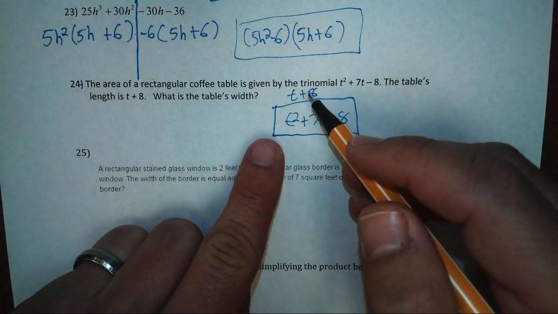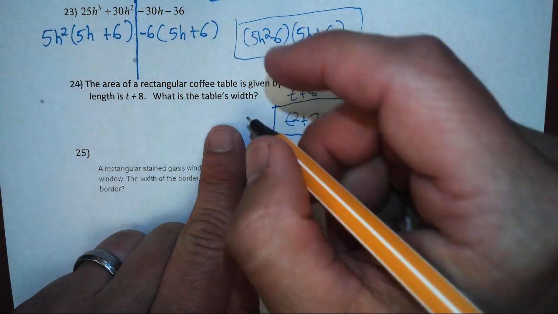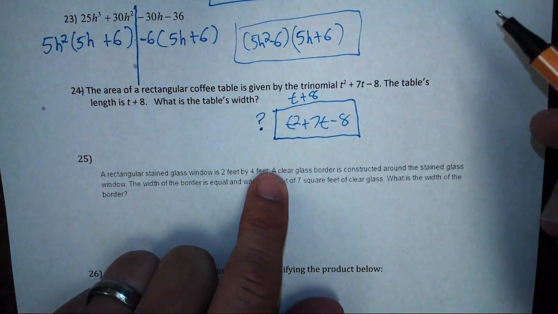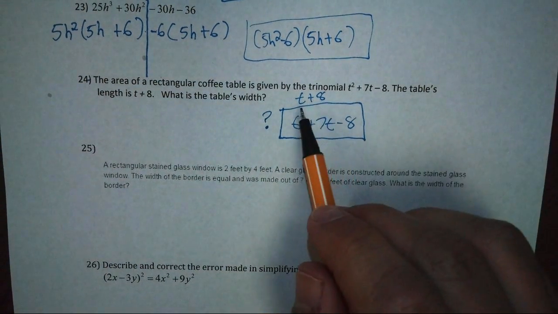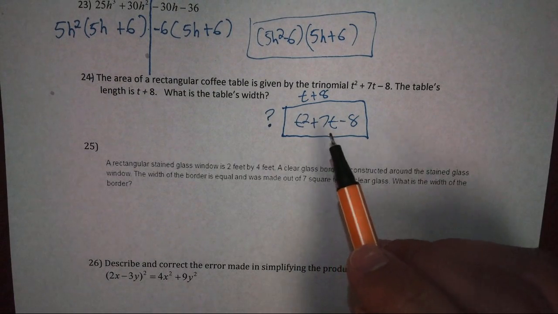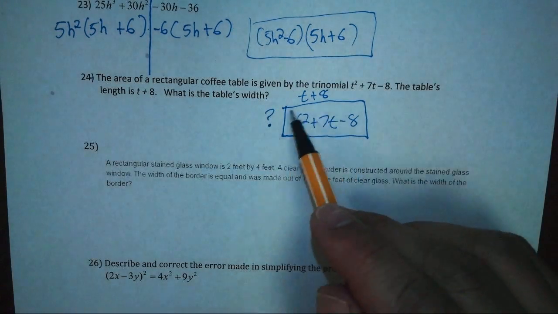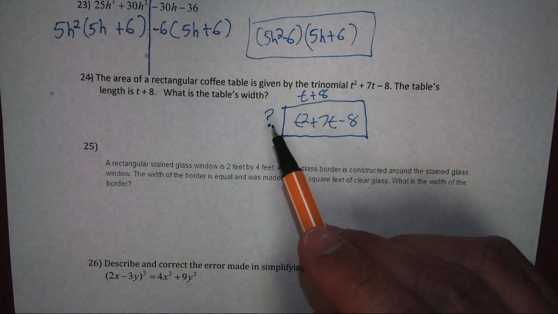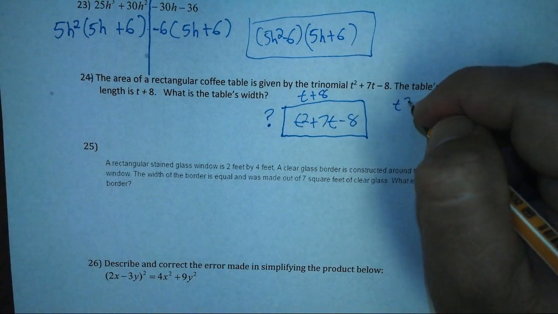Well, what we have to realize is that when you find area, it's length times width. We don't know the width. So we're trying to figure out what do you multiply t plus 8 by to get t squared plus 7t minus 8. Well, whenever we're trying to find missing multiples, that's really just called factoring. So all we have to do is factor this problem.